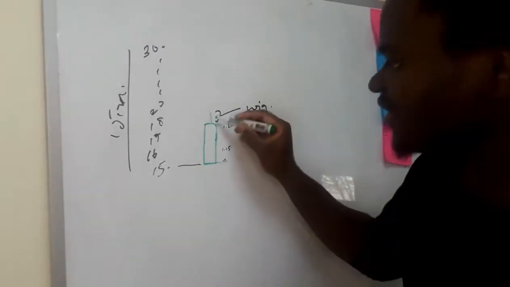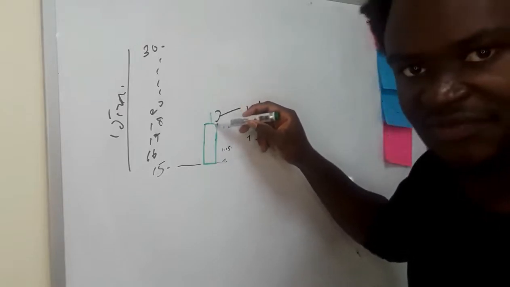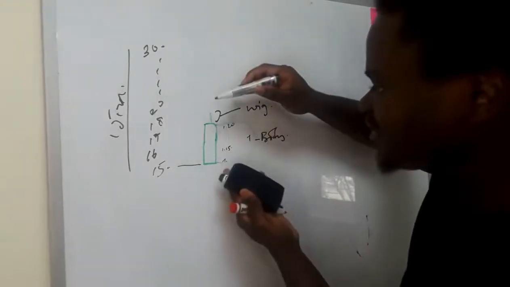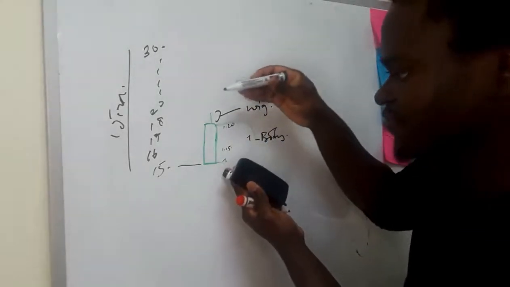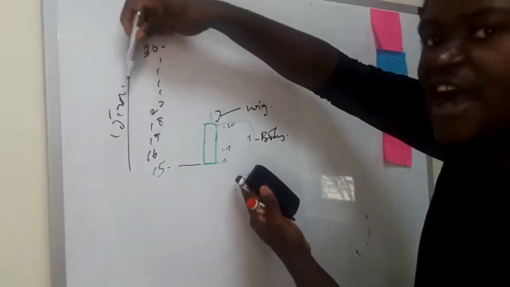So the wick shows us how much of the price has been reduced and how much of the price increased. So by this, we know what the buying pressure is in this particular market in the 15 minutes time frame.